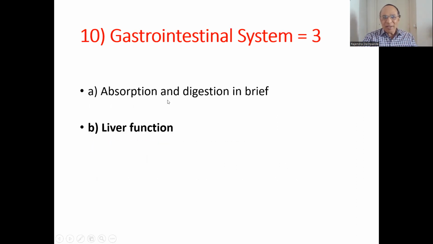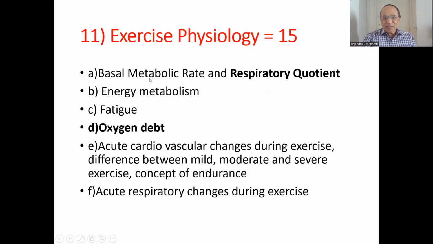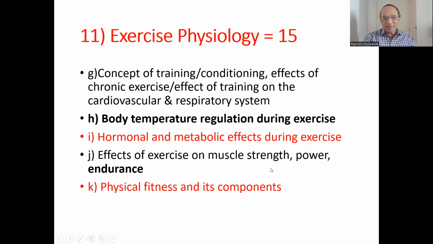Gastrointestinal system, 3 lectures: absorption and digestion in brief, and liver function. Exercise physiology, basal metabolic rate, and respiratory quotient. This is an important question. Energy metabolism, fatigue, oxygen debt. This is also important. Acute cardiovascular changes during exercise. Difference between mild, moderate, and severe exercise. Concept of endurance. Acute respiratory changes during the exercises.